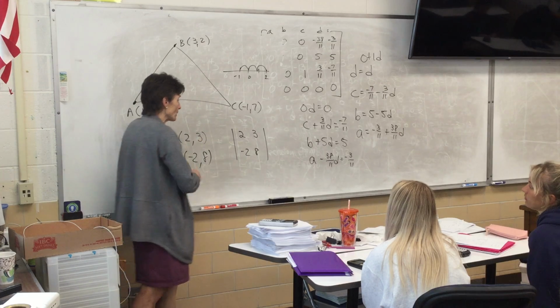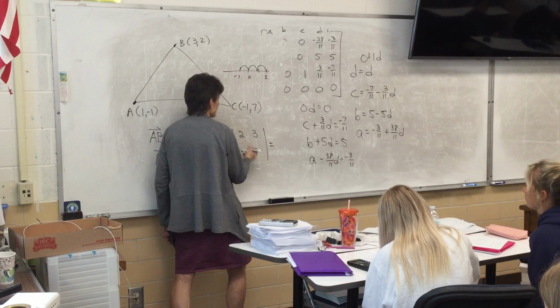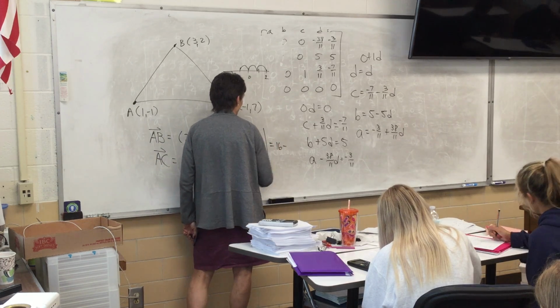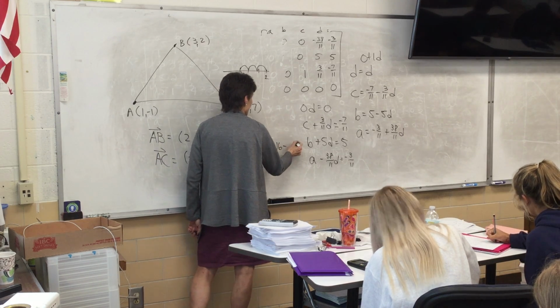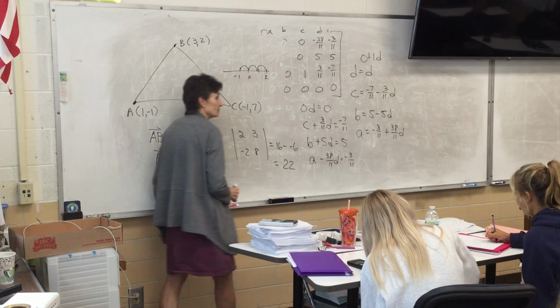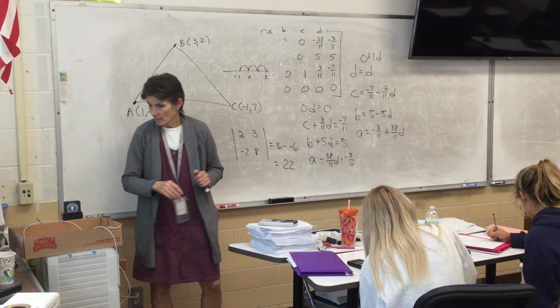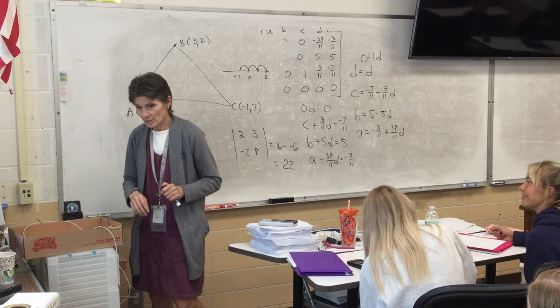Now I want you to evaluate that determinant. You know how to do that, hopefully. You have a quiz over it. That determinant would be 16 minus negative 6. 22. You did it wrong? Great. I did it wrong once too.